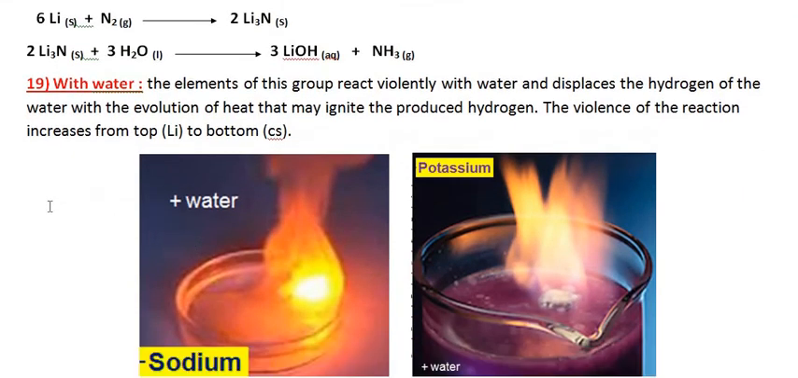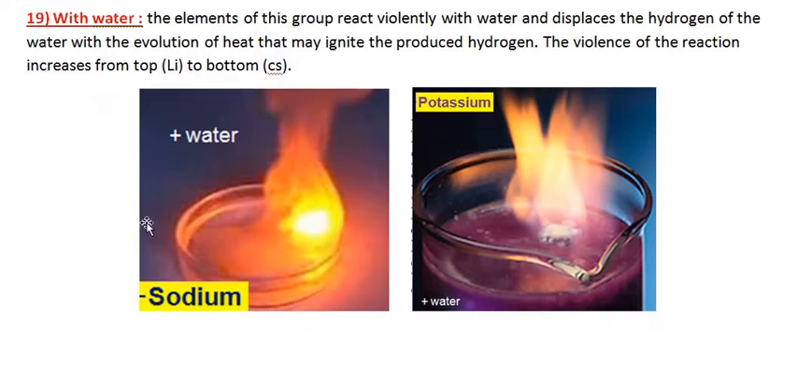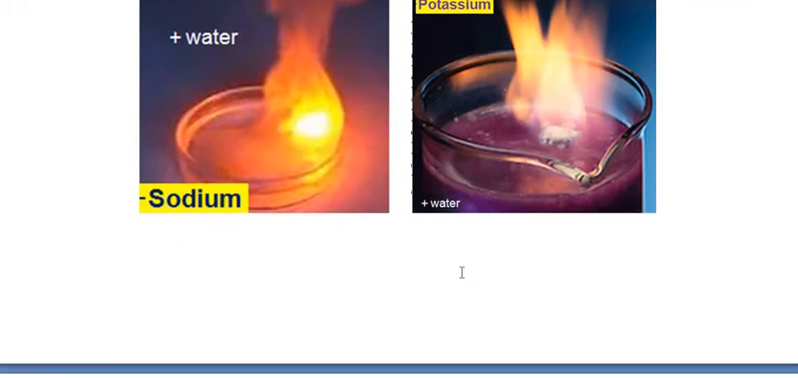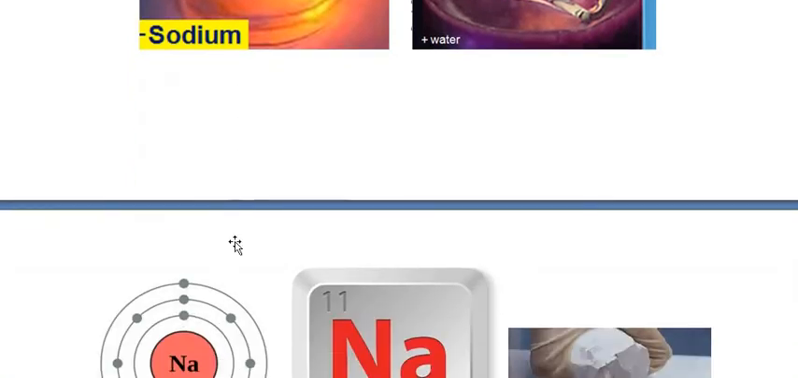The elements of group 1A are really active, so when they react with water, they react violently. Here is sodium reacting with water, and potassium reacting with water. This reaction is very dangerous. The reaction is violent, so you must use very small amounts of sodium and potassium.